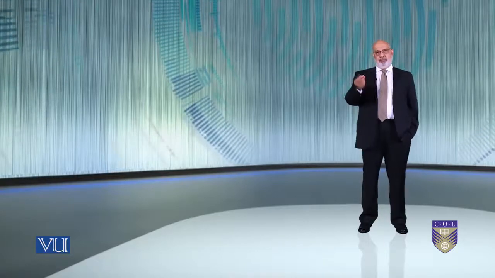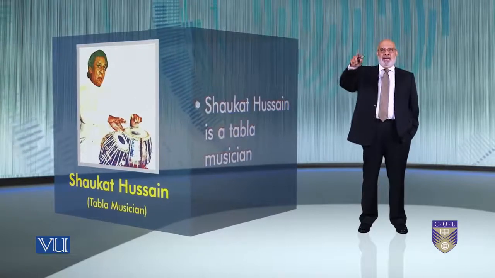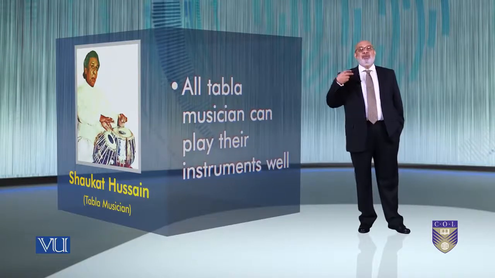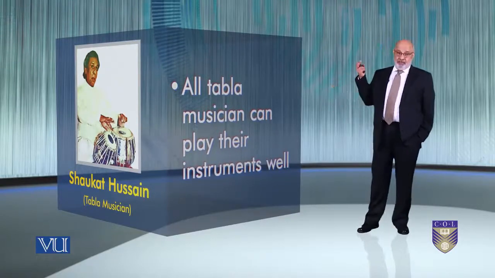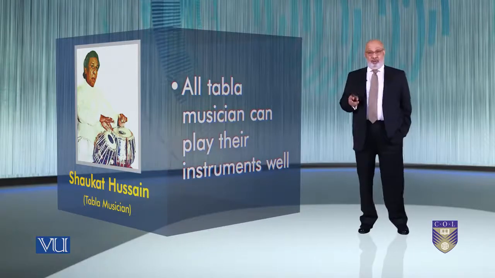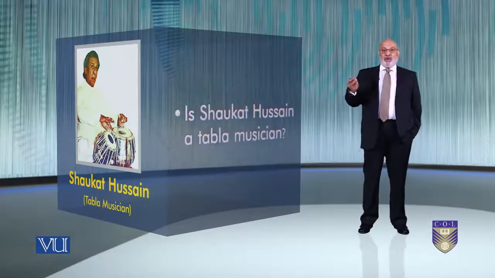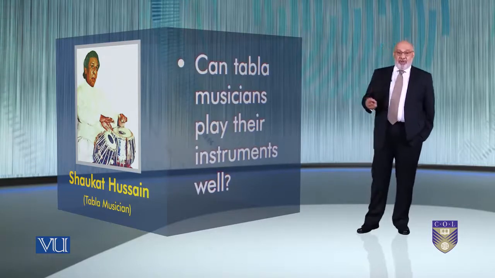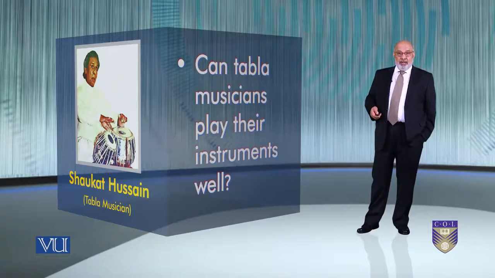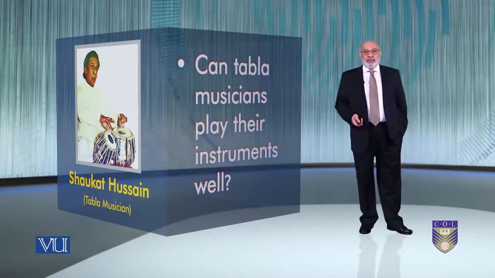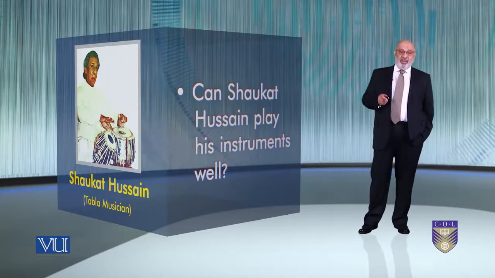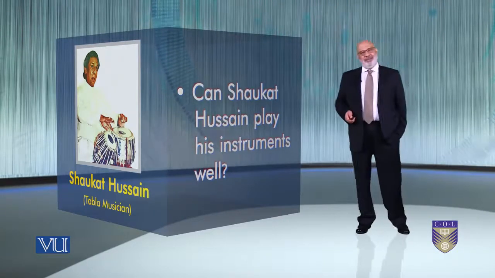Let's consider one small system that only knows that Shaukat Hussain is a tabla musician, and you also know that all tabla musicians can play their instruments very well. Now, if we ask the question, is Shaukat Hussain a tabla musician? Or can tabla musicians play their instruments well? The answer is straightforward. But if you ask the question, can Shaukat Hussain play his instrument well? It needs a little bit of reasoning.